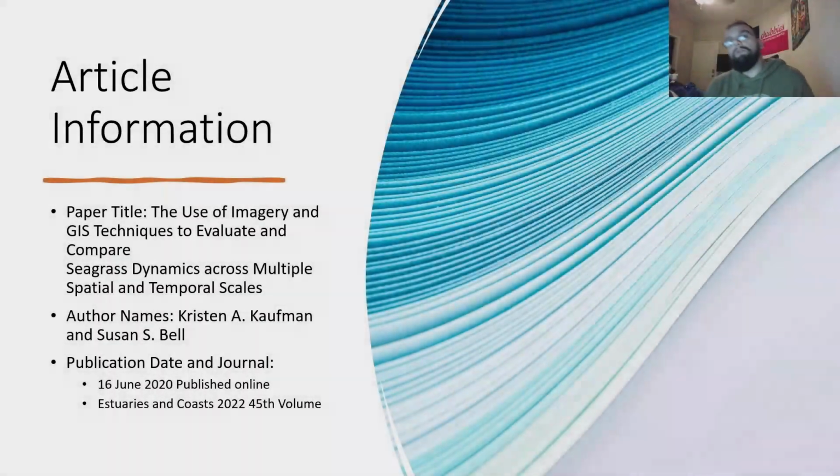So welcome back to the computer now. We're going to talk a little bit more about some of the actual details of this report. It's titled The Use of Imagery and GIS Techniques to Evaluate and Compare Seagrass Dynamics Across Multiple Spatial and Temporal Scales. It was written by two ladies, Kristen A. Kaufman and Susan S. Bell, published originally online in June of 2020, but was officially published in 2022 in the 45th volume of Estuaries and Coasts.